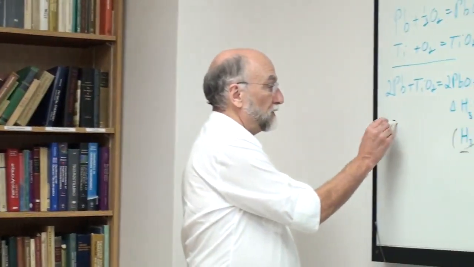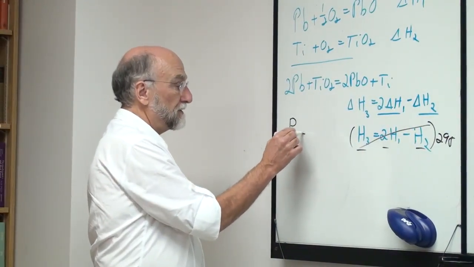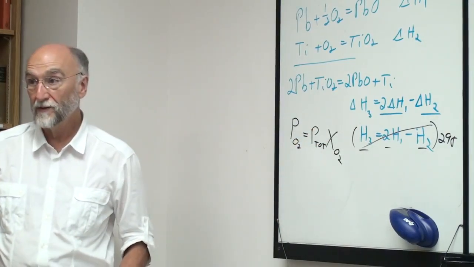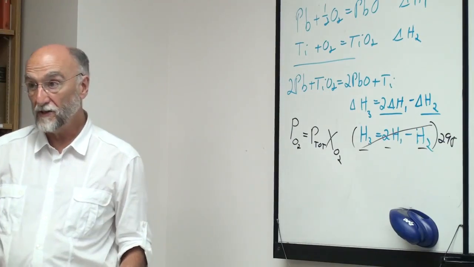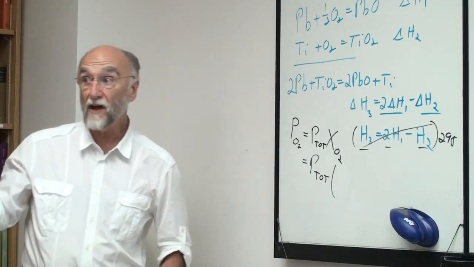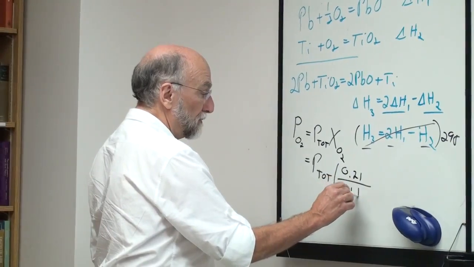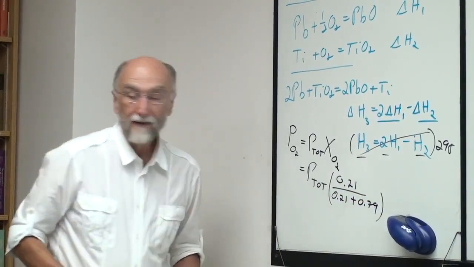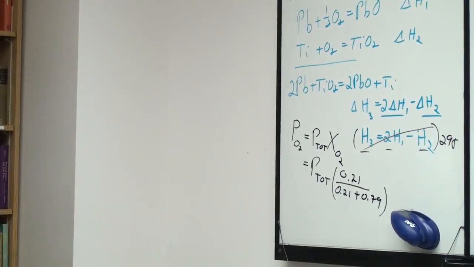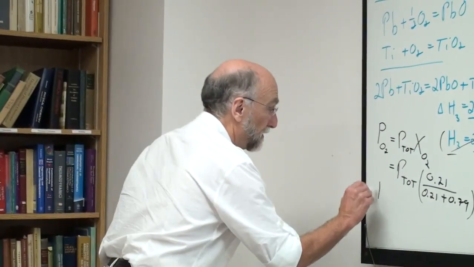Also, if you have a mixture of several gases, the partial pressure of oxygen is equal to the total pressure times the mole fraction of oxygen in the gas phase. Let's say the air is 21% oxygen, so this would be the total pressure times 0.21 over 0.21 plus 0.79. That's the mole fraction. Again, what are the assumptions here? When is this applicable? Ideal gas. That is called Dalton's law.